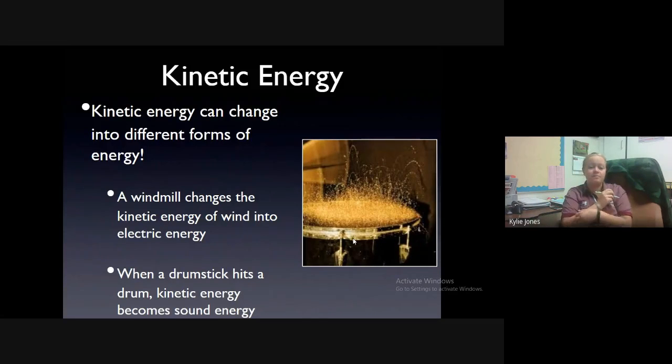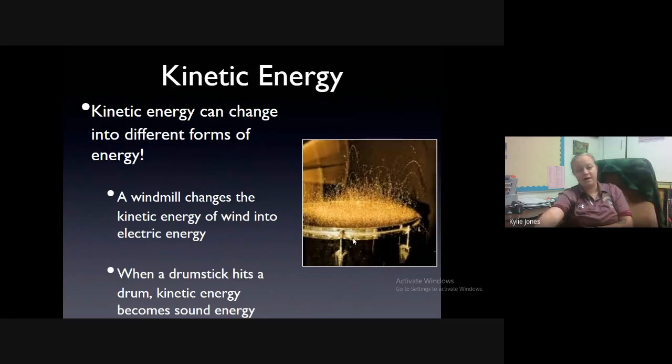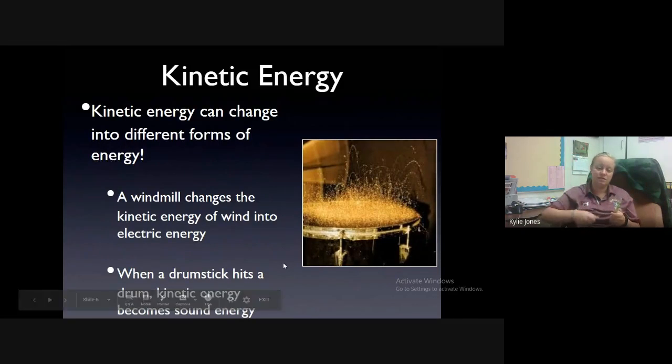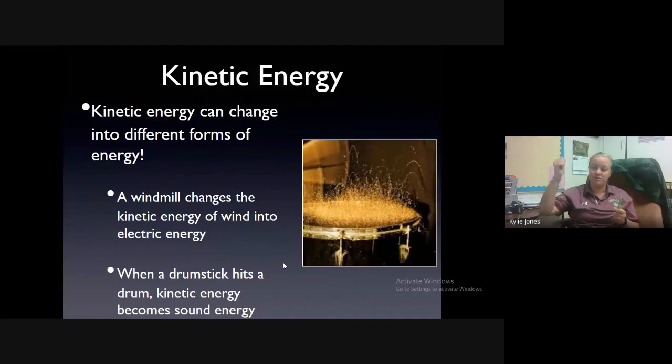And then if we think about someone playing the drums, the drumstick that they have hits the drum, and that's kinetic energy, using your kinetic energy to make it hit the drum. But the stuff that comes out of it is sound waves, or sound energy, instead. So sometimes kinetic energy can change into different forms of energy, which is pretty cool.